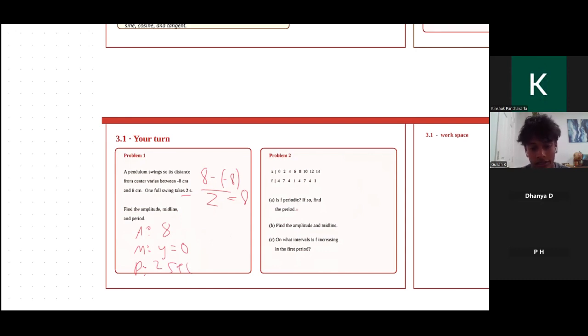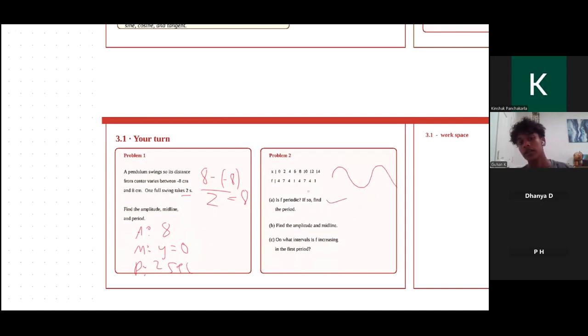Okay, first, is F periodic? I see the X values are increasing constantly, by 2 consistently. And the Y values, it looks like the midline is 4. We're seeing 4 a lot, we're seeing 7 a lot. It goes from 4 to 7 to 4 to 1 to 4 to 7 to 4 to 1. So yes, this looks periodic. So yes, check mark for it's periodic.